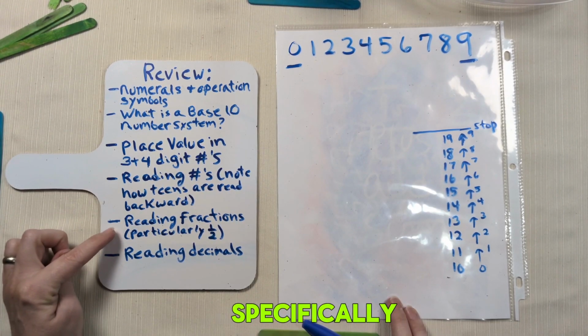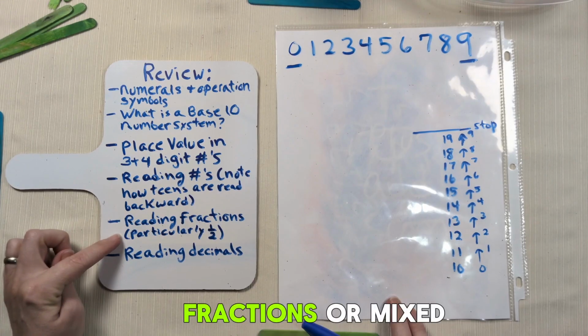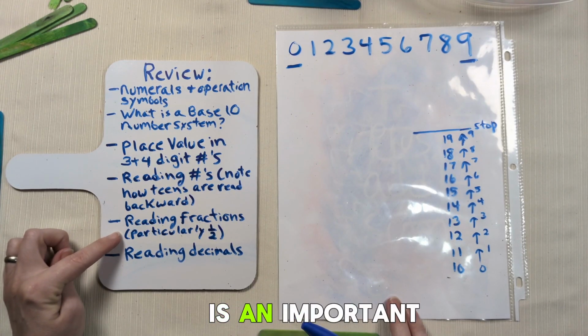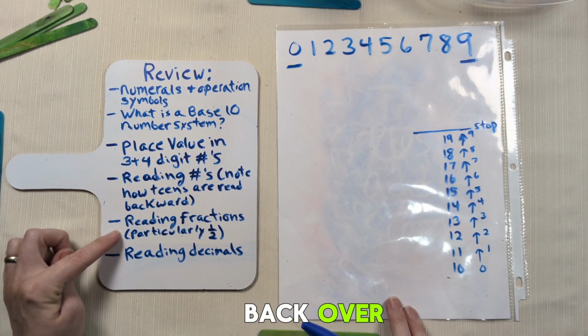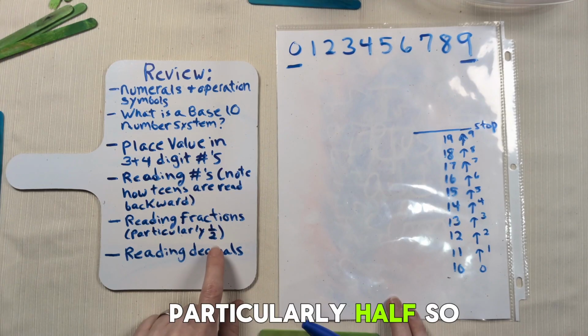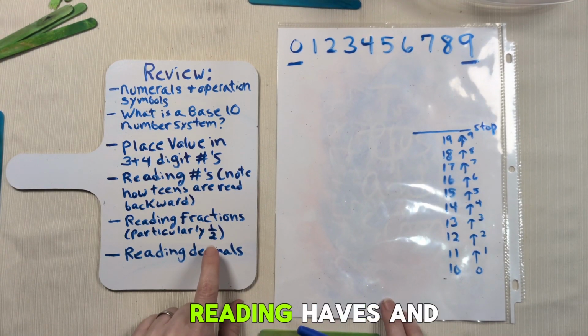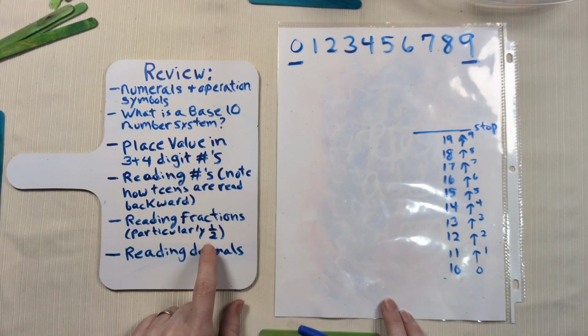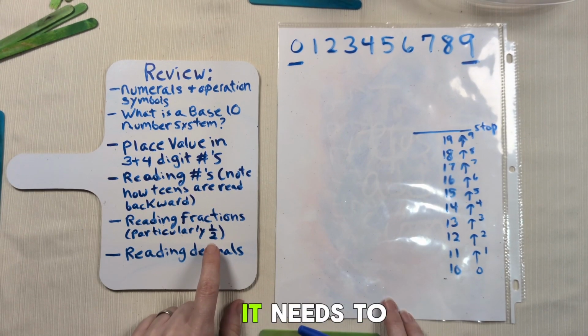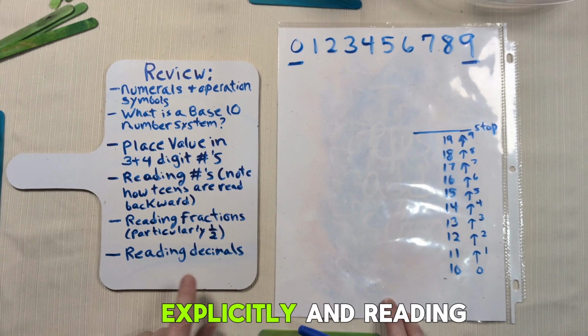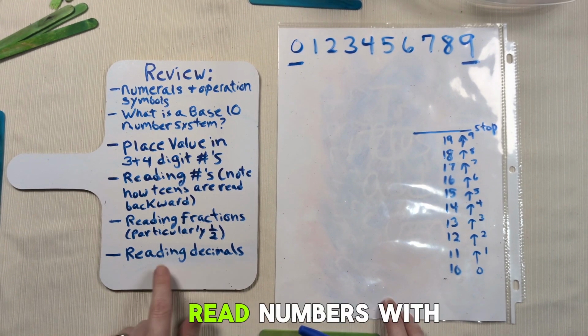And then more specifically, how we read fractions or mixed numbers is an important piece to go back over, particularly half. So many students will come even in middle school and struggle with reading halves and half because it's something that isn't quite reinforced the way that it needs to be explicitly. And reading decimals. How do we read numbers with decimals in them?